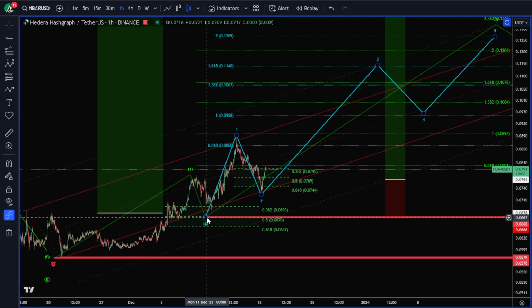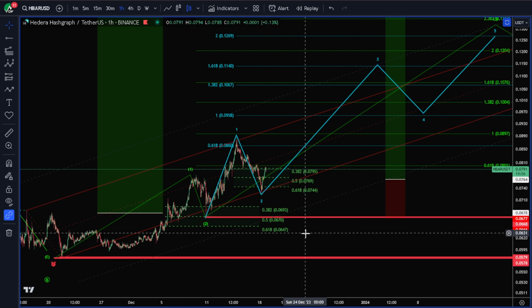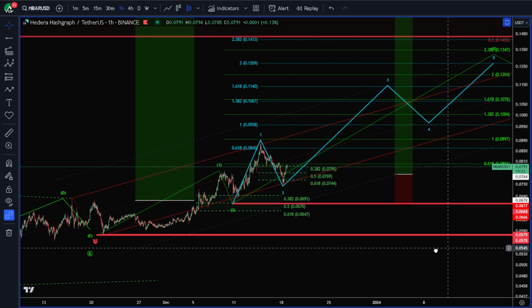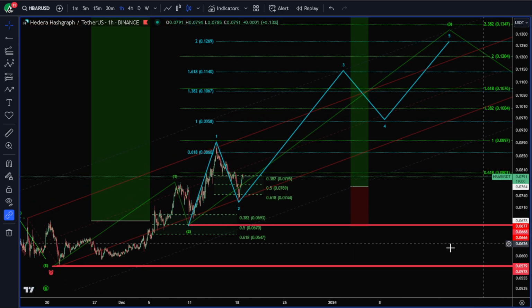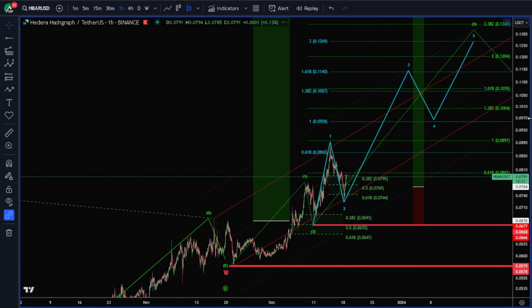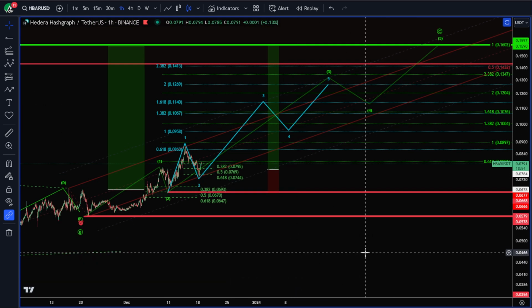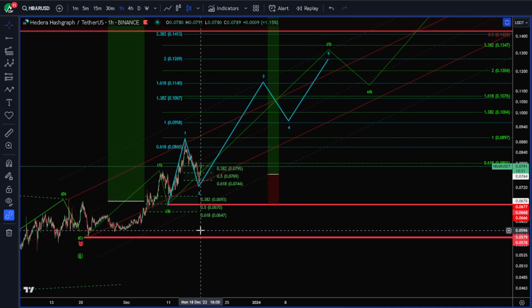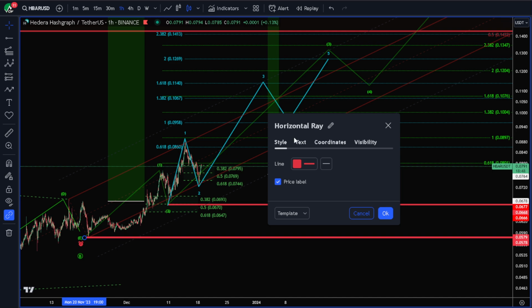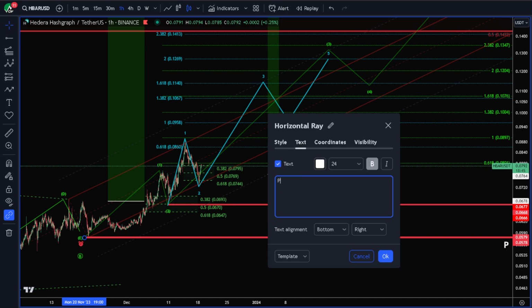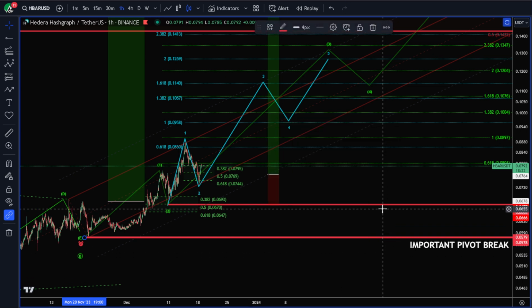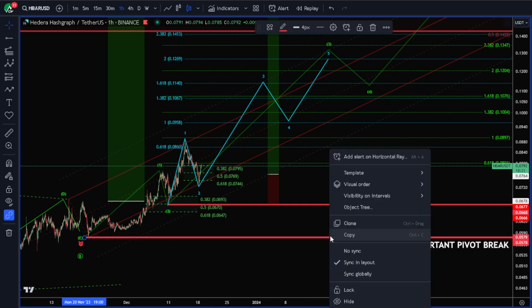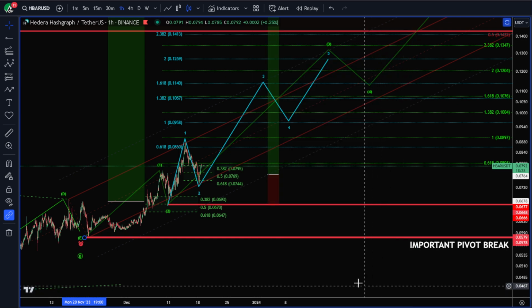Stop is at the previous wave 2 pivot at 6.77 on Binance. You'll have to check your own exchange for that. And looking for this to absolutely take off, potentially break out of the pitchfork if this count is correct. Again, this is the very important level. I'm going to actually mark that down for us. Pivot, important pivot break. So that's our important pivot break level to keep an eye on. And I'm also going to put an alert on that, just in case I miss it.